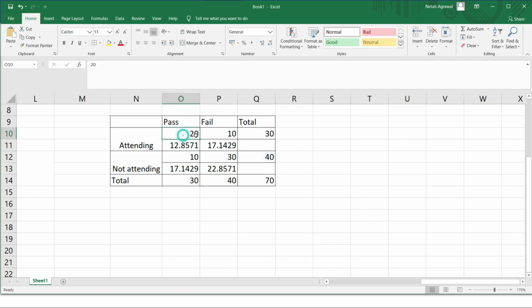So these top ones, I'm marking them in yellow. They are your observed values, and the ones which are not colored, let me color them also. I'm coloring them with some other color. The ones in blue are your estimated values. This is what you will need to calculate your chi-square statistic.